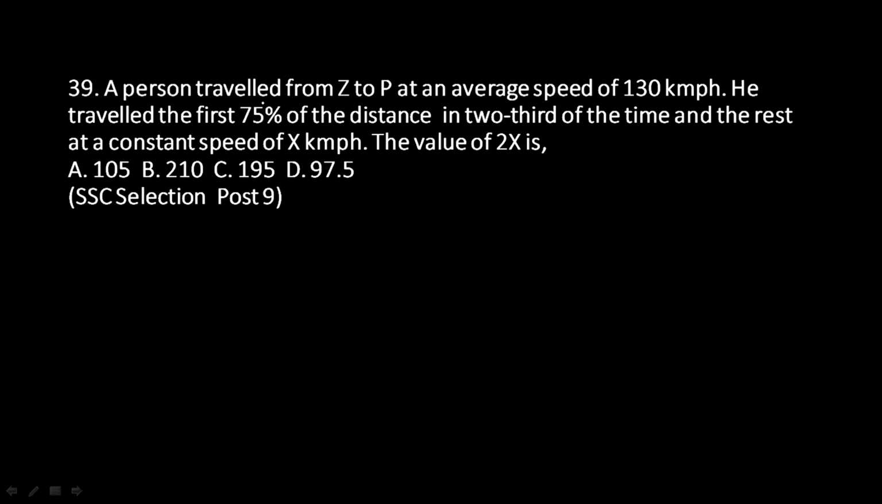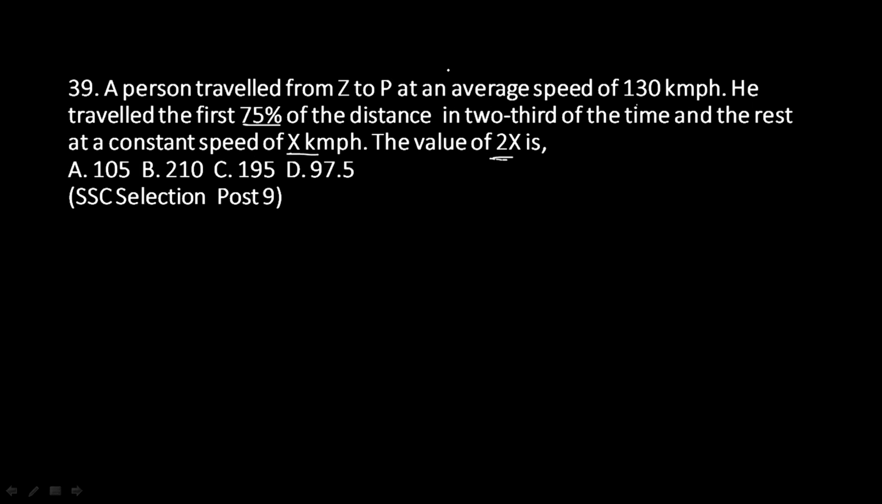A person traveled from Z to P at an average speed of 130 km per hour. He traveled the first 75% of the distance in 2/3 of the time and the rest at a constant speed of x kmph. So the value of 2x is? So how will you solve it?